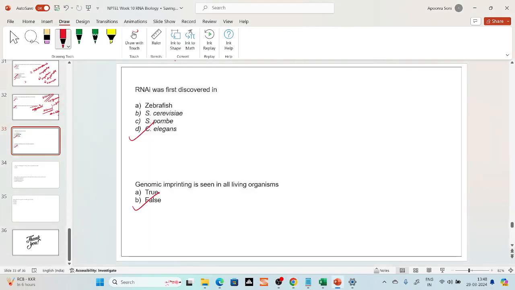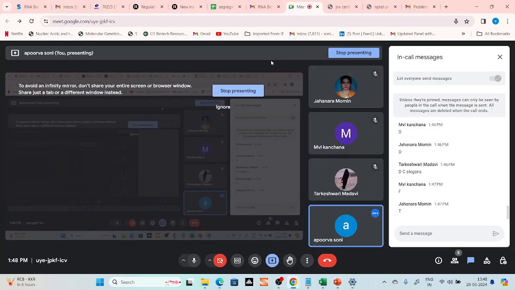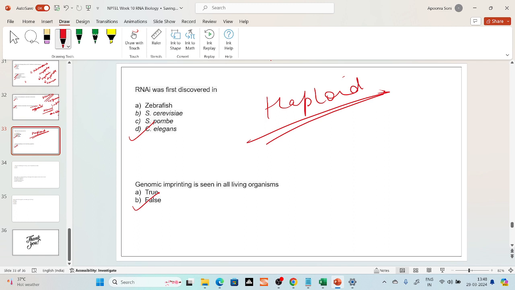Why? Because always remember, in all living organisms, if an organism is haploid, then what will happen? Can it have genomic imprinting? Tell me, if an organism's cell is haploid, can it have genomic imprinting? No, because it should be diploid. One allele should come from father, the other allele should come from mother. That is the first requirement. Only then can you have one of them as imprinted. If there is only one allele, then how can it be imprinted? This is one of the reasons.